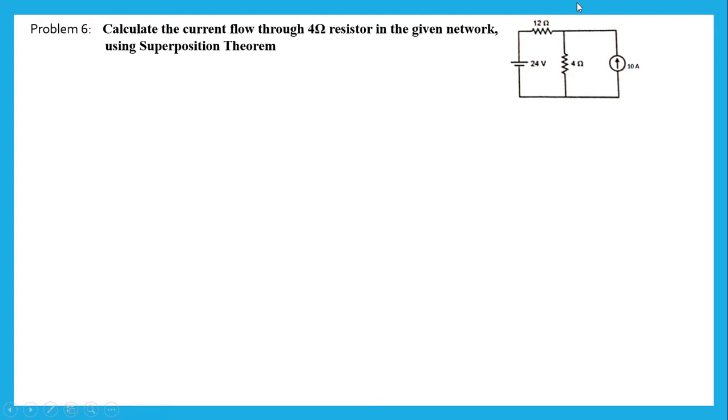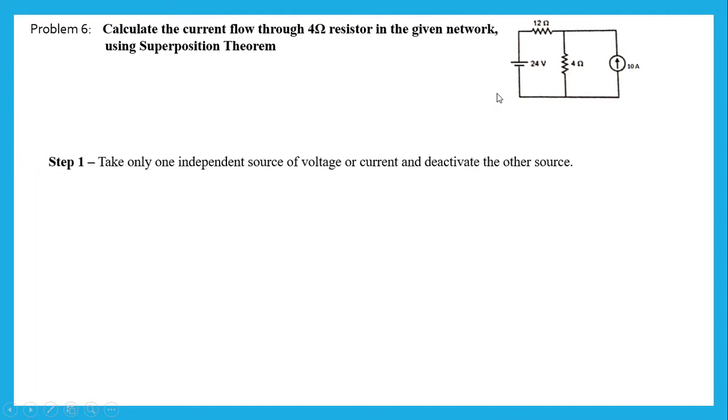It is the given circuit diagram. The circuit consists of one voltage source and one current source. The voltage source is a 24 volt source, and the current source is a 10 amps source. Two resistors are connected in parallel. One is 12 ohm, another one is 4 ohm.